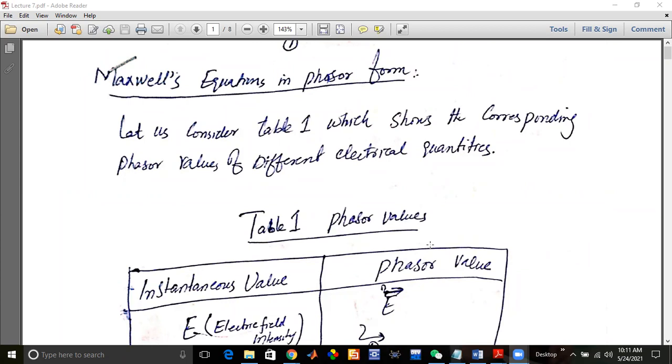Today's class is about the Maxwell equations. As you know, the light wave is an electromagnetic wave, and Maxwell derived the four equations for electromagnetic waves. I hope you have studied these Maxwell equations in your previous course, electromagnetic field theory.